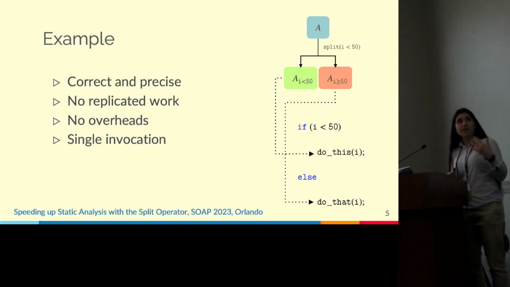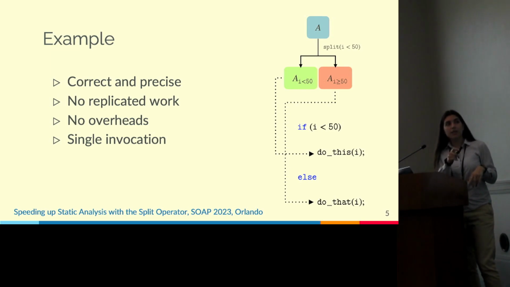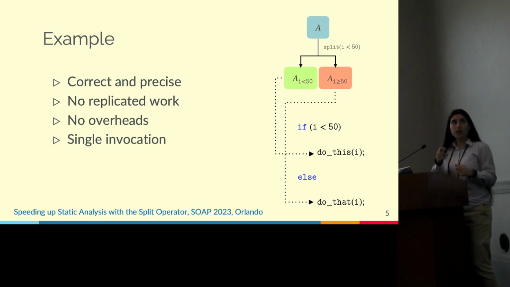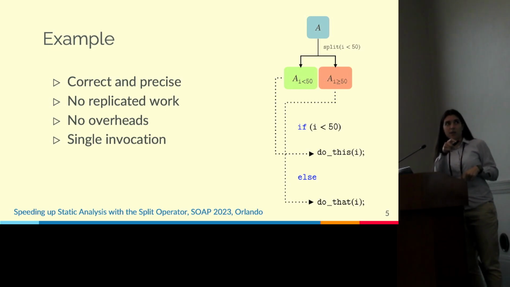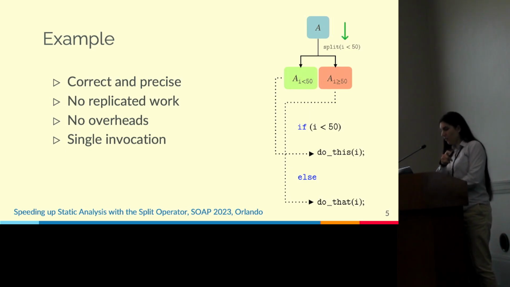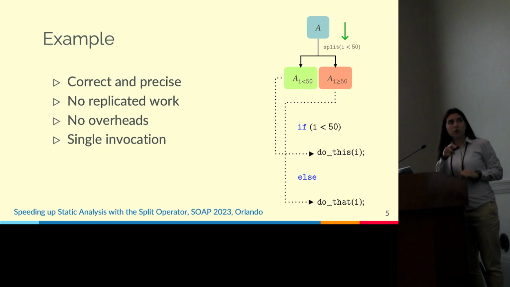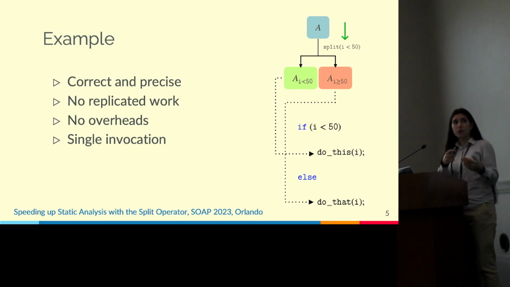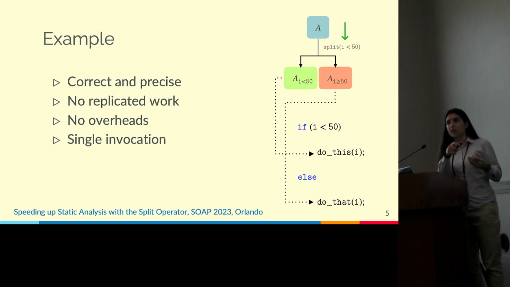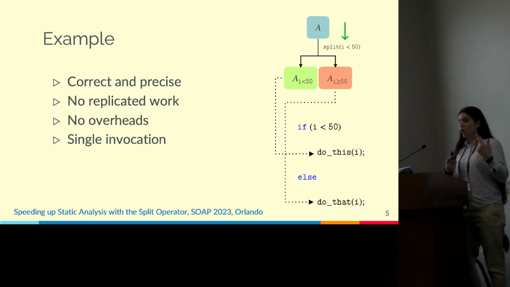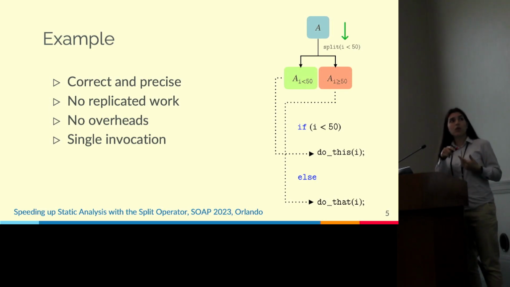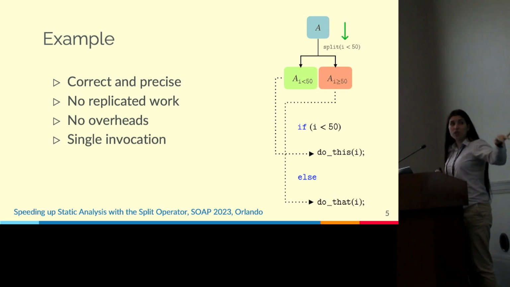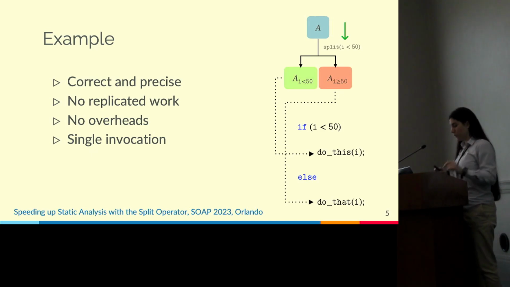Let's now analyze the same exact program as before. So if i less than 50, do this, else do that, but this time with the introduction of the split operator. As you can see, we start with an abstract element. It's the same as before, which is colored in blue. And then we have just one invocation of the split operator. And of course, this approach is both correct and precise because in the end, we have the same exact abstract elements that we obtained before. But this time, we have no replicated work, we have no copies, and hence we have introduced no overheads. And we are able to refine with just one single invocation of the split operator.